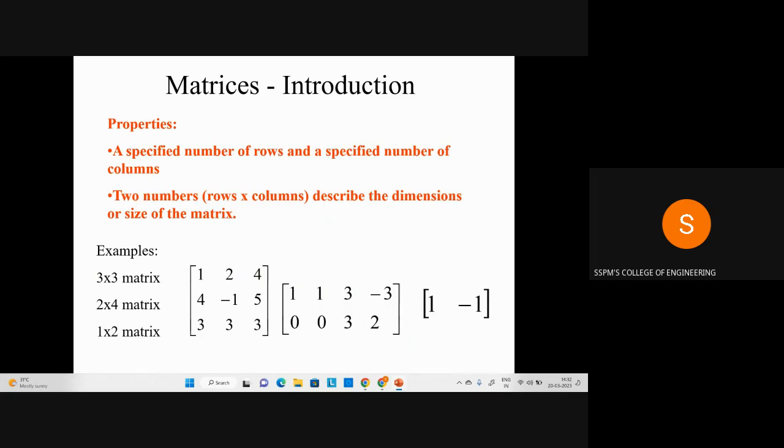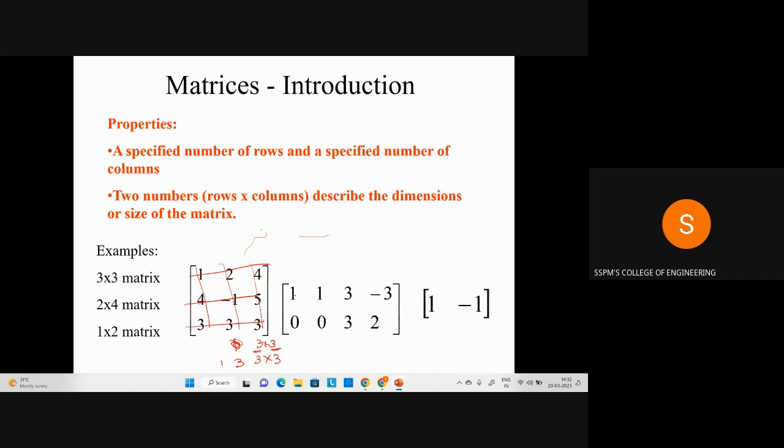What are the properties of a matrix? A specified number of rows and a specified number of columns. The first matrix is a 3 cross 3 matrix. How do you write it? First we write the number of rows and then the number of columns. There are 3 rows in this matrix, so we write 3 first, and then the number of columns, which is also 3. Therefore this is a 3 cross 3 matrix.